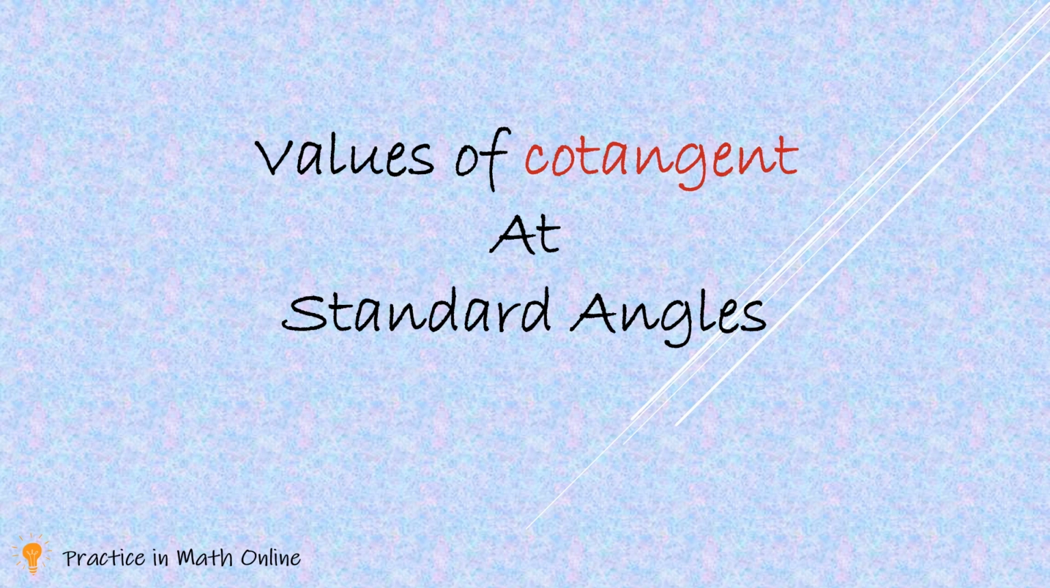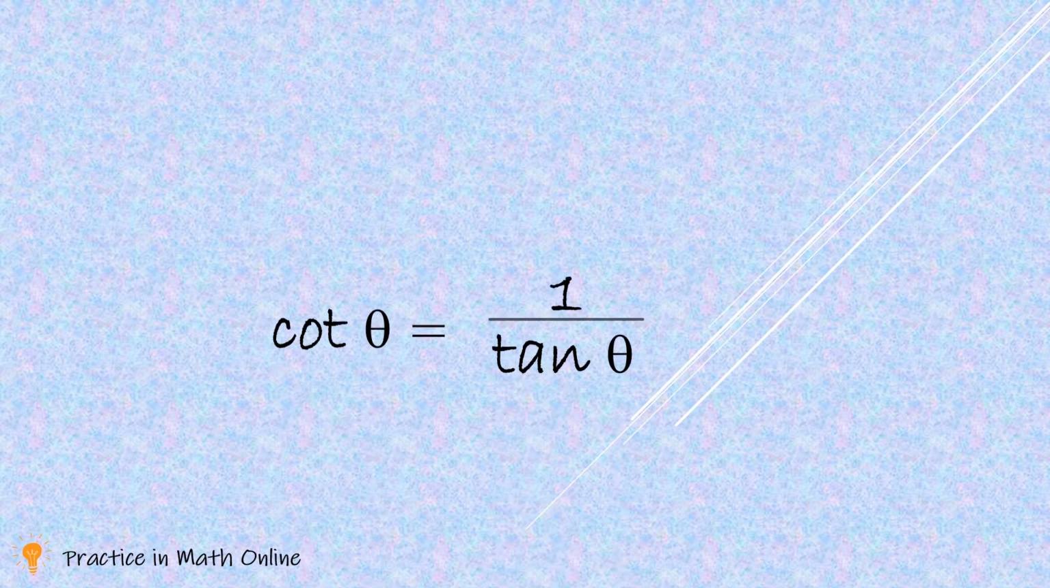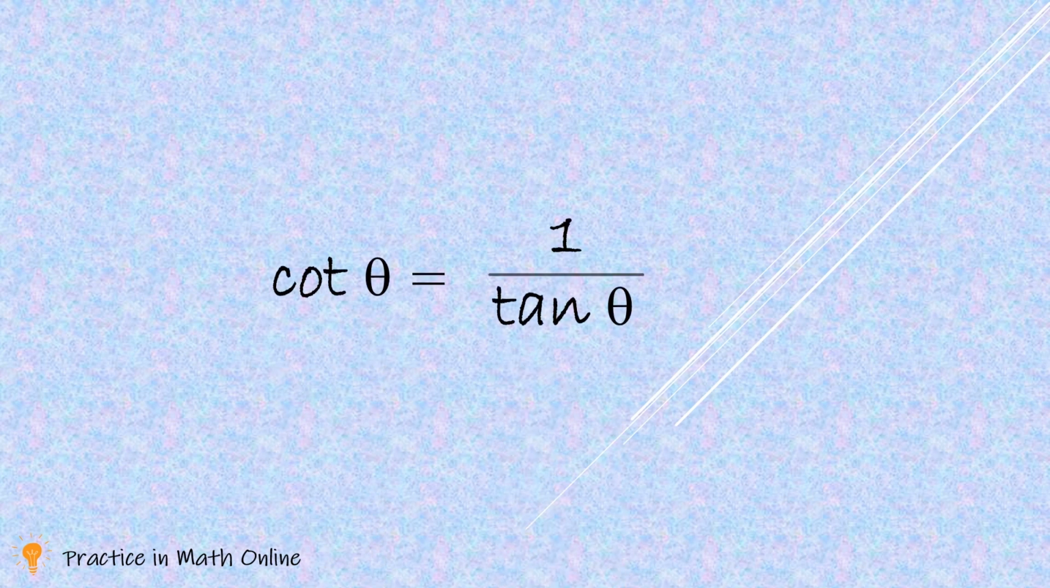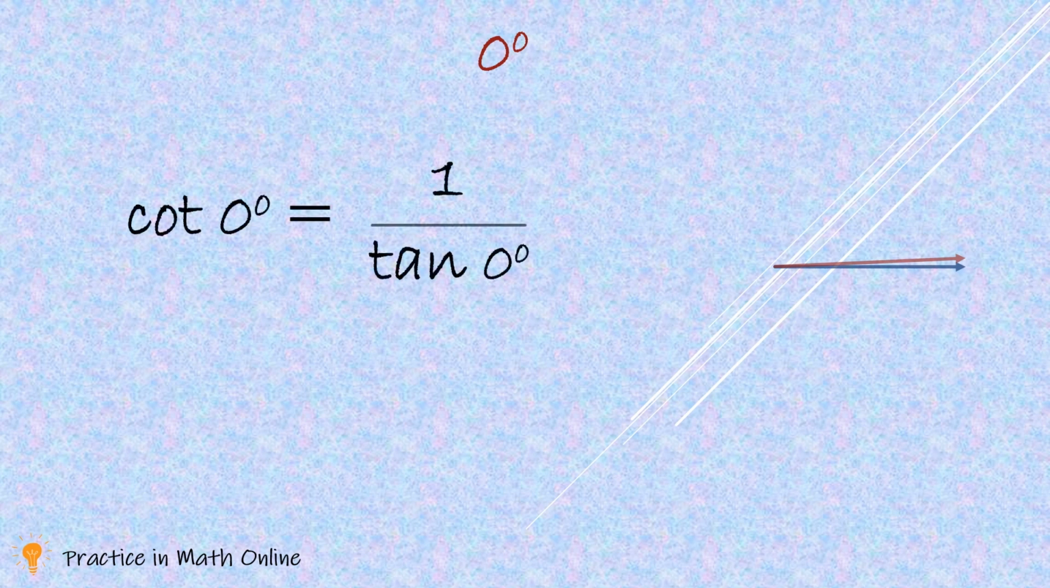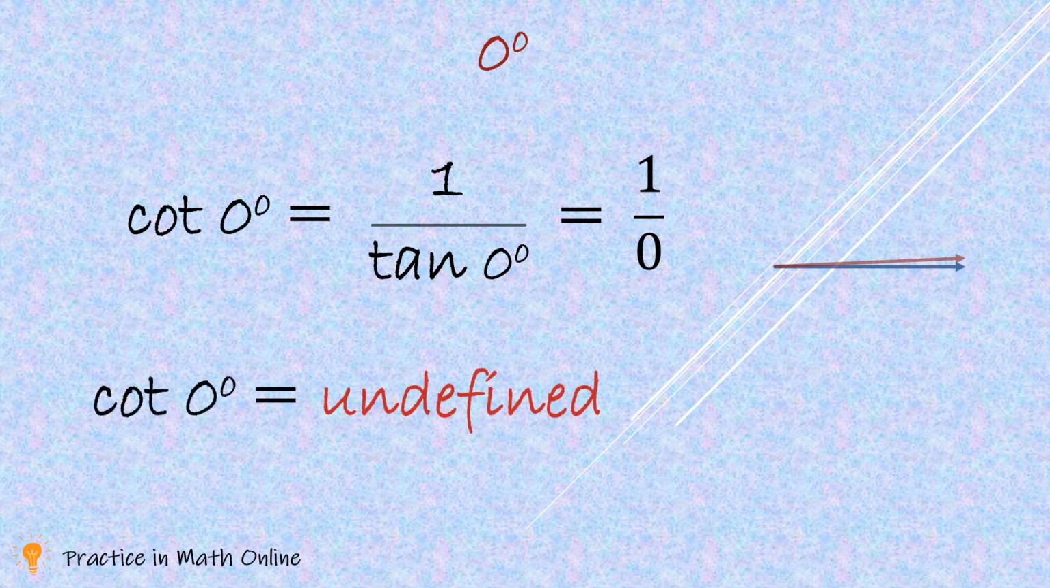Now the last trigonometric function that we have to see is cotangent. So we see the values of this function at standard angles. We start with the relationship between cot and tan. So cot of theta is 1 over tan theta. At 0 degrees we have cot 0 is 1 over tan 0, and tan 0 is 0. So cot of 0 is undefined.